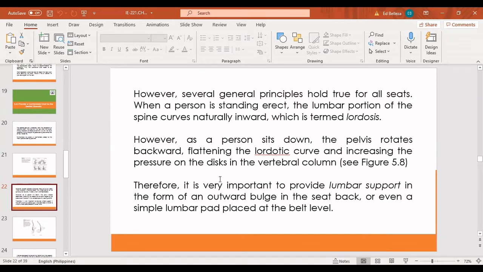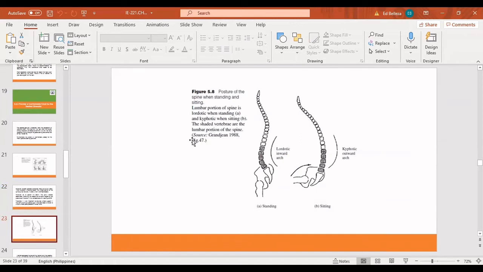So lumbar supports maintain a natural curvature, unlike sitting without lower back support. Overall, it supports our lumbar part of the body, and it is built into existing chairs, like for example the chairs there, so it can support the lumbar. And right here, let's take a look at figure 5.8, the posture of the spine when standing and sitting. The lumbar portion of the spine is lordotic when standing, that is letter A, and kyphotic when sitting, that is letter B.